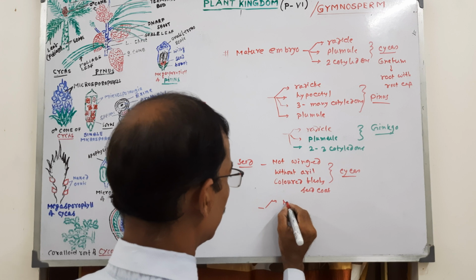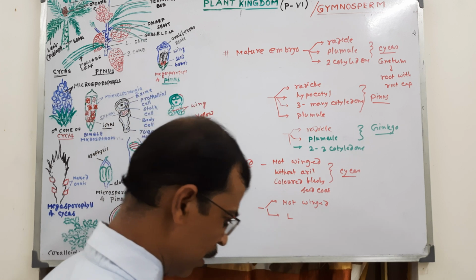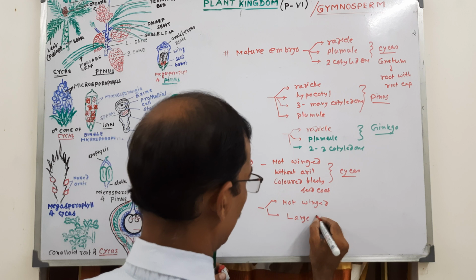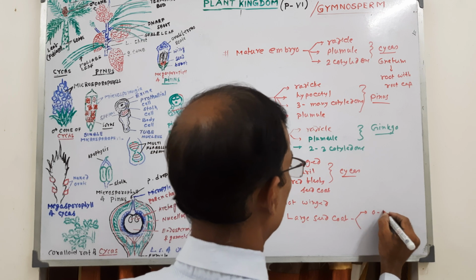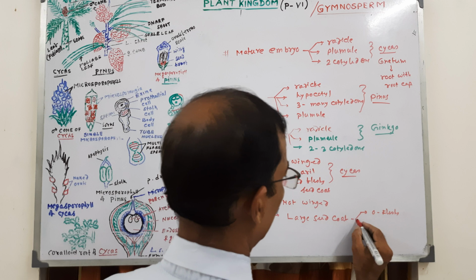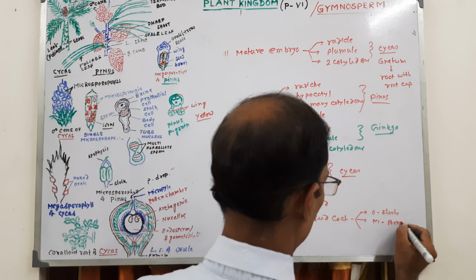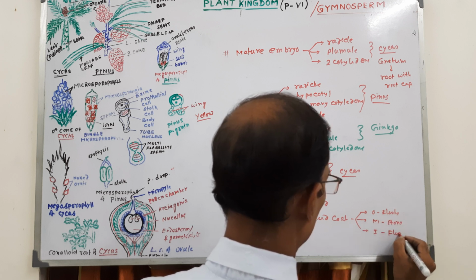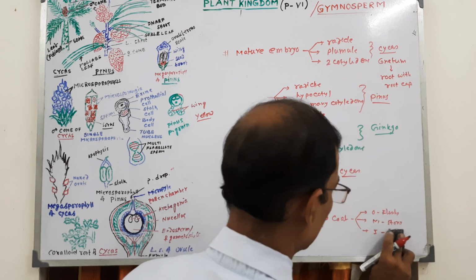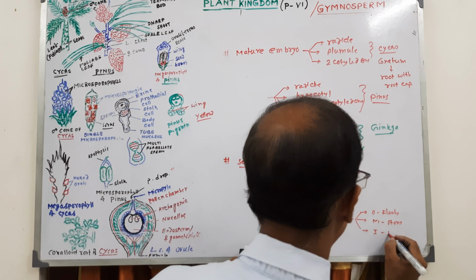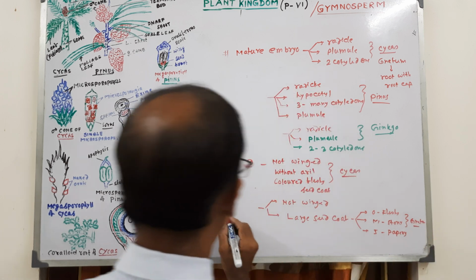It may consist of not winged and large seed coat, which consists of 3 parts: outer fleshy, middle stony, that is hard layer, and inner fleshy, as in Gnetum, inner peppery. But seed may be winged.